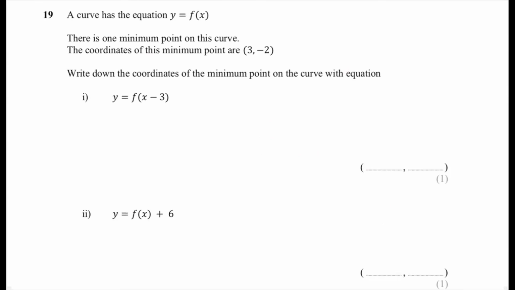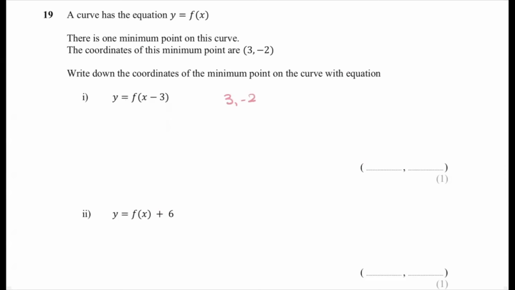In this question, we're being told about a curve that has one minimum point, and we have been given the coordinates of that point. That curve is then being translated. When you have a value in with the x, then it's the x coordinate that will be affected. There will be a horizontal translation. So we've got the minimum point.